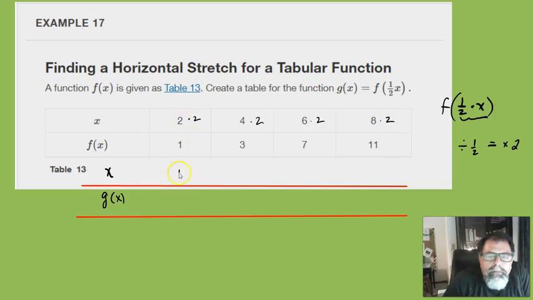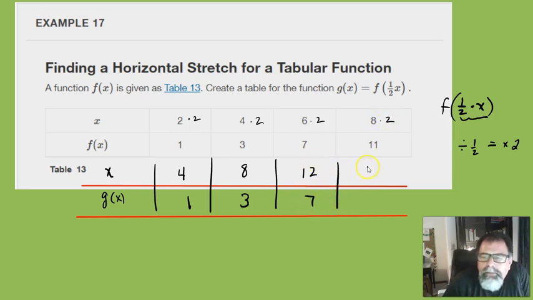So 2 times 2 would be 4. The y coordinate stays 1. 4 times 2 is 8. 3. Oops, I multiplied. That one stays the same. And then 6 times 2 is 12. 7 stays the same. 8 times 2 is 16. The y coordinate stays the same.